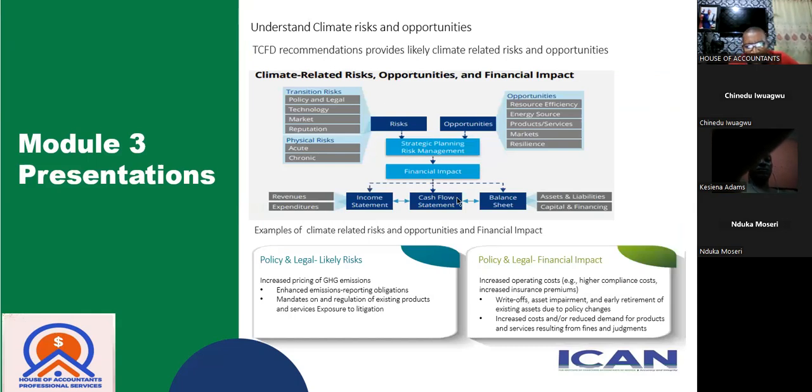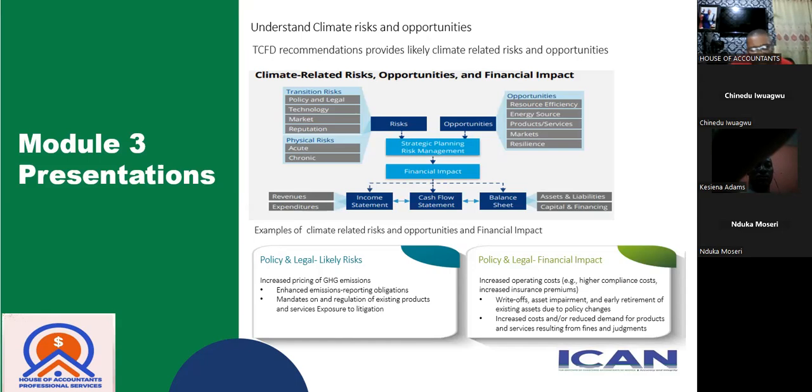Let's also jump this. Climate-related risk, opportunity, and financial impact. Okay, we can look at this. Let's look at the risk that can come from here. We have the policy and legal. We have technology, we have market, we have reputation.